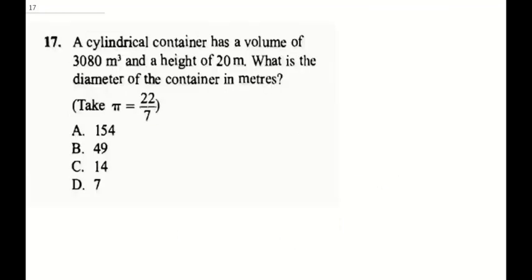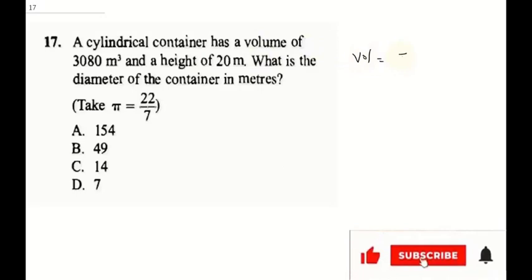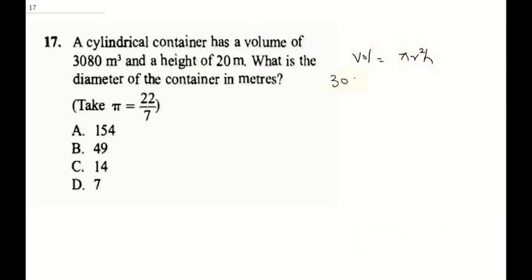Question 17 says, a cylindrical container has a volume of 3080 meter cube and a height of 20 meters. What is the diameter of the container, in meters? Now, all you need to know is the volume of a cylinder is pi r squared h. Now, if our volume is given as 3080, this will be what? 22 over 7 times the radius.